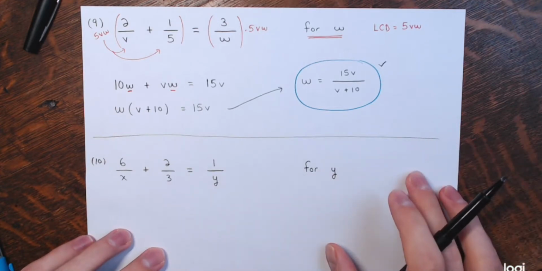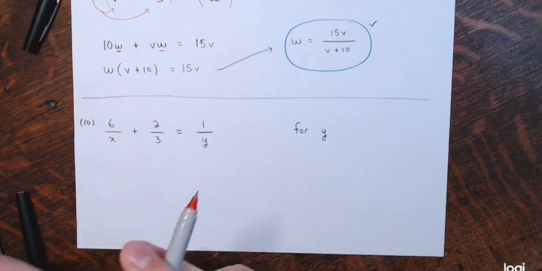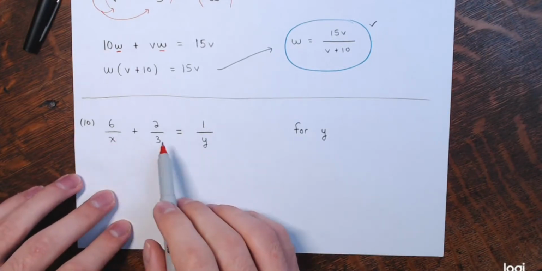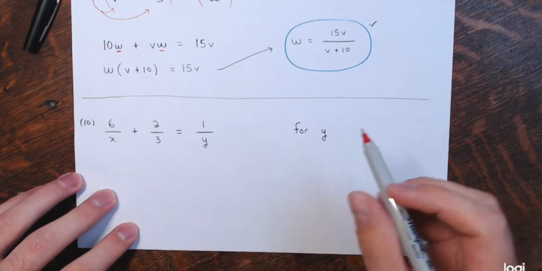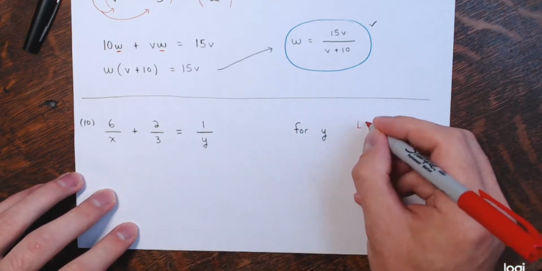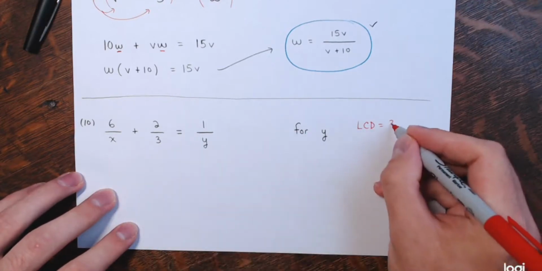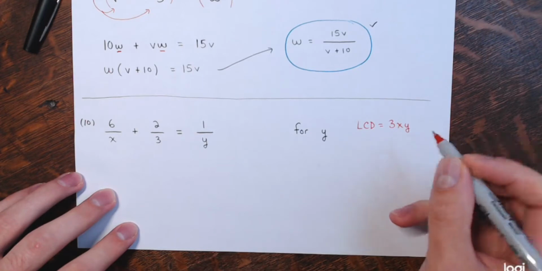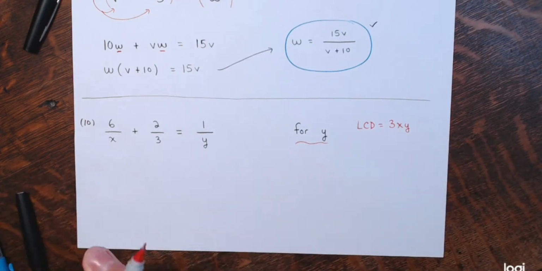So again, very similar stuff. I'm doing the same steps every single time. First, factor the denominators completely, example 10. x, 3, and y are already completely factored. So the LCD should be easy to state. It would just be 3 times x times y, 3xy. Keep in mind that we're solving for y here. I want y alone, y equals.